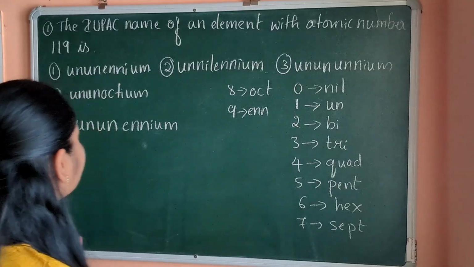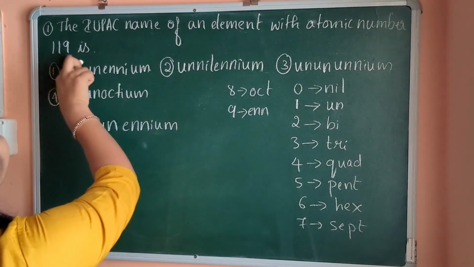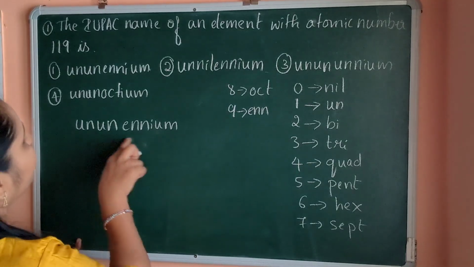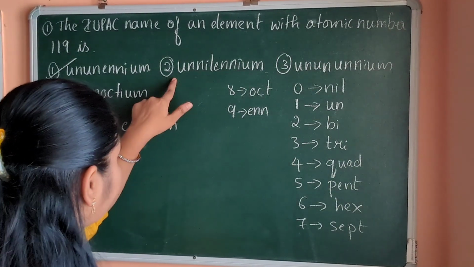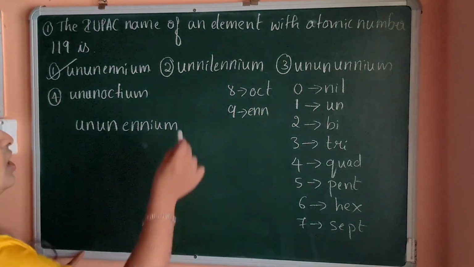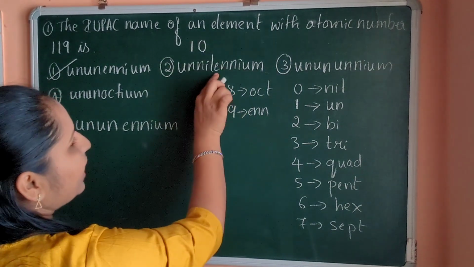So now I'll read this one: un-un-enn-ium. So the atomic number 119 is named like this. According to this, the first option is the answer. Then the second option is there. I'll write that also. Un is there, so it is 1. Nil is there, it will be 0. And then enn is there.